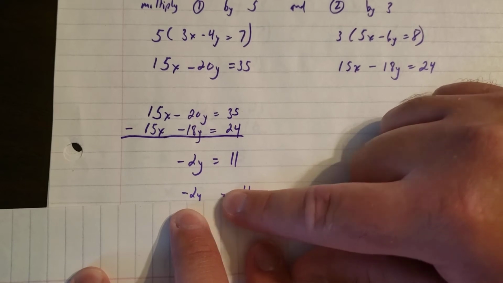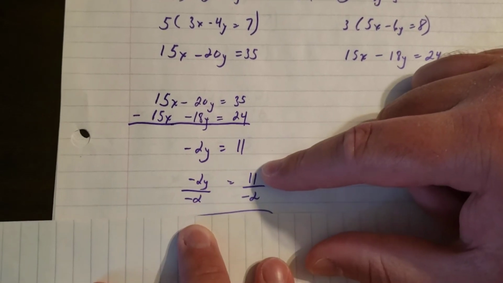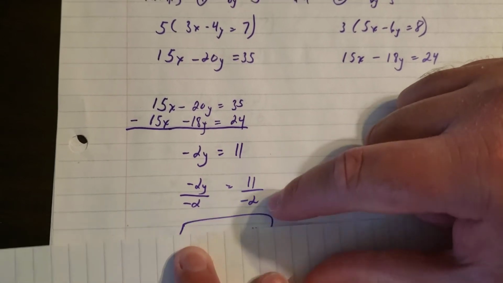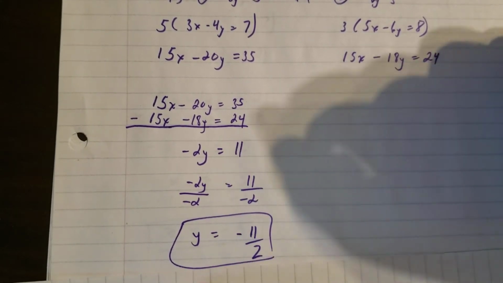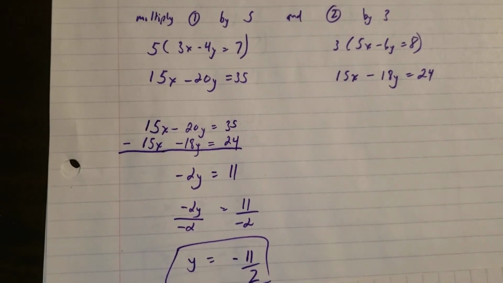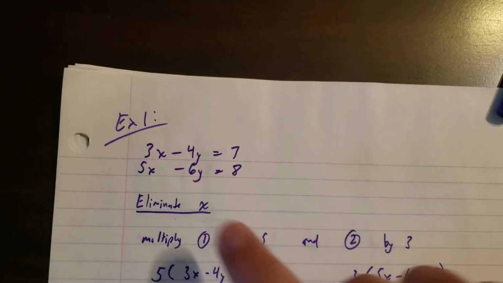What I do to one side of the equation, I need to do to the other side. So both sides divide by negative 2. This gives me y equals negative 11 over 2. At this point, I've got y, but I still need to find out what x is, right?